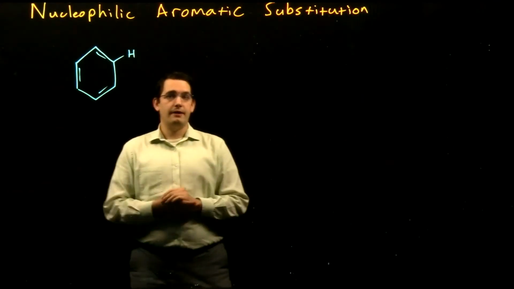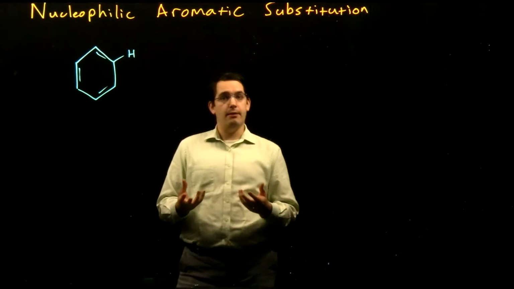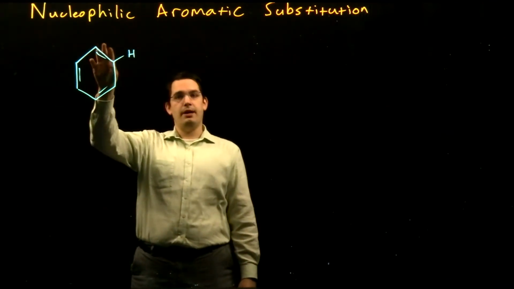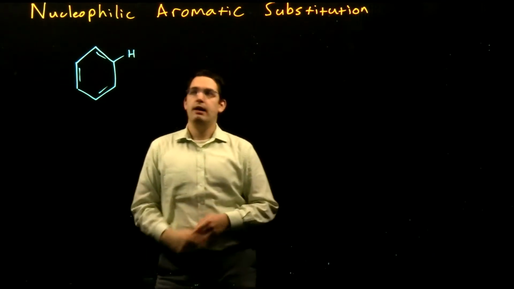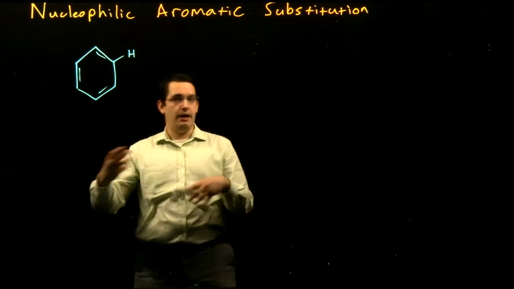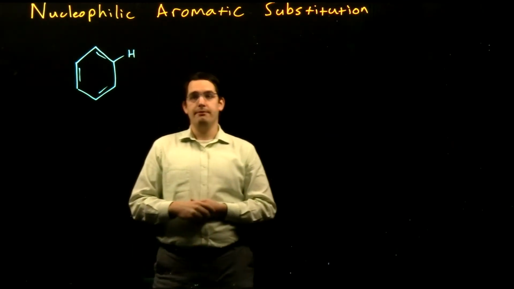In all of our aromatic substitution reactions so far, we've always been looking at electrophilic aromatic substitution reactions, where we're using the electron density of our ring to attack some electrophile, and then we end up kicking off our hydrogen, acting as that electrophile that gets substituted for in our reaction.